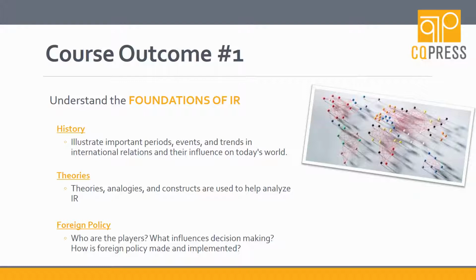Finally is foreign policy. Of course, learning how the sausage is made is important, the process and specifics around key players, but equally as important are the influences around decision making, things like public opinion, the role of bureaucracies, and special interest groups.